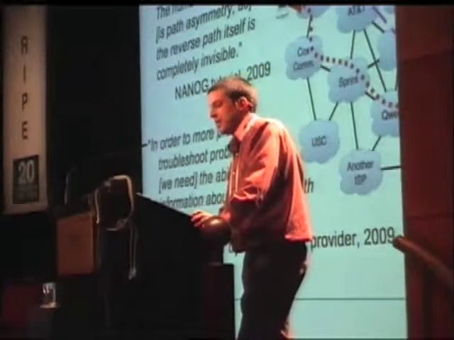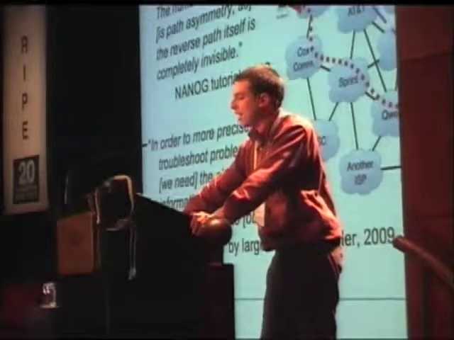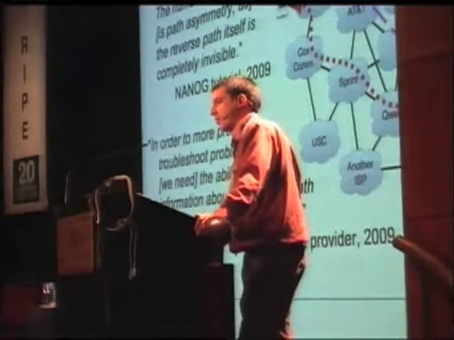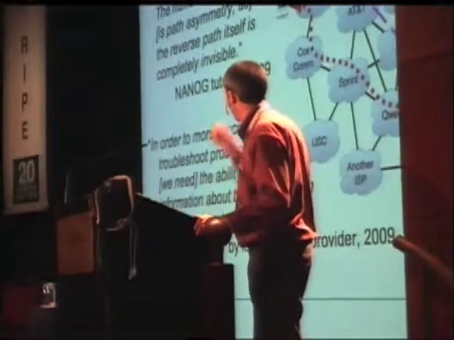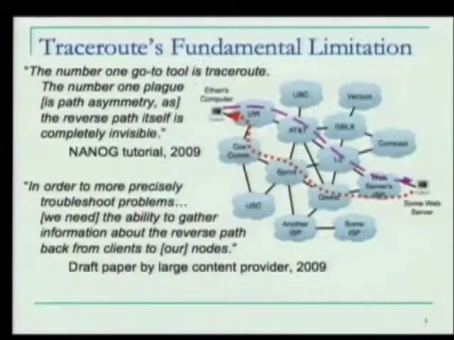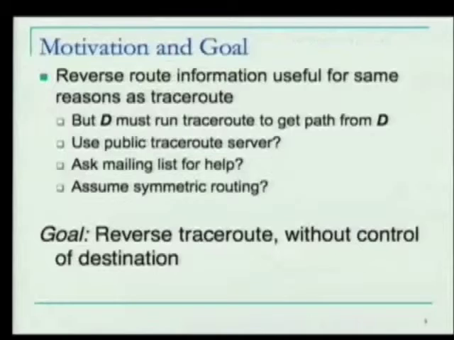So they suspected that the problem was a circuitous reverse path, but they really have almost no visibility into the reverse path. And I have their conclusion up there from a paper that they're working on. In order to more precisely troubleshoot problems, they need the ability to gather information about the reverse path back from clients to their nodes. So we're left with wanting the reverse path information in multiple instances.